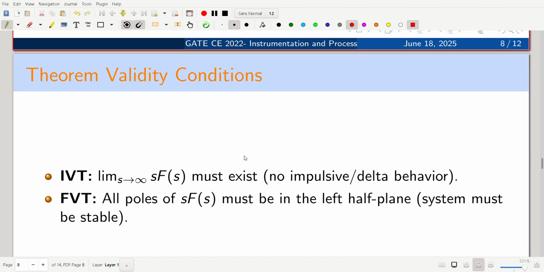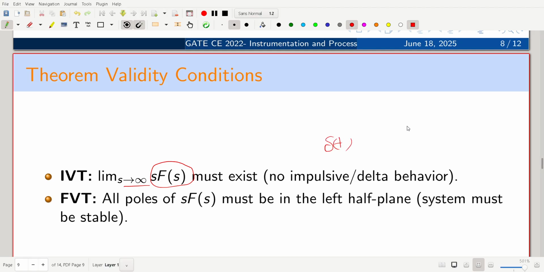Then before directly applying this theorem, we need to understand its validity and some exceptions, I mean some special cases. For the initial value theorem, where we take the limit as s tends to infinity, sF(s) must exist, meaning no impulsive or delta behavior.